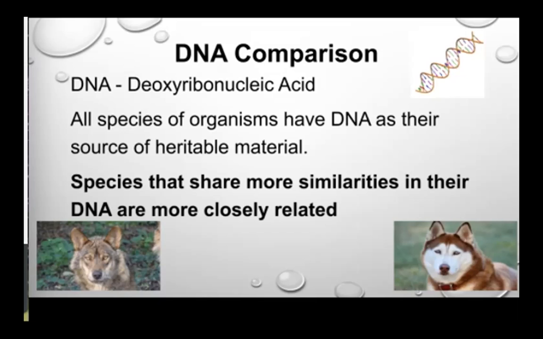I'm reading what you guys are writing in the Pear Deck. And a lot of you are saying it carries on from your parents, right? It's passed on from generation to generation. So that's what's called heritable material. Now, the species that share more similarities in their DNA are more closely related, okay?